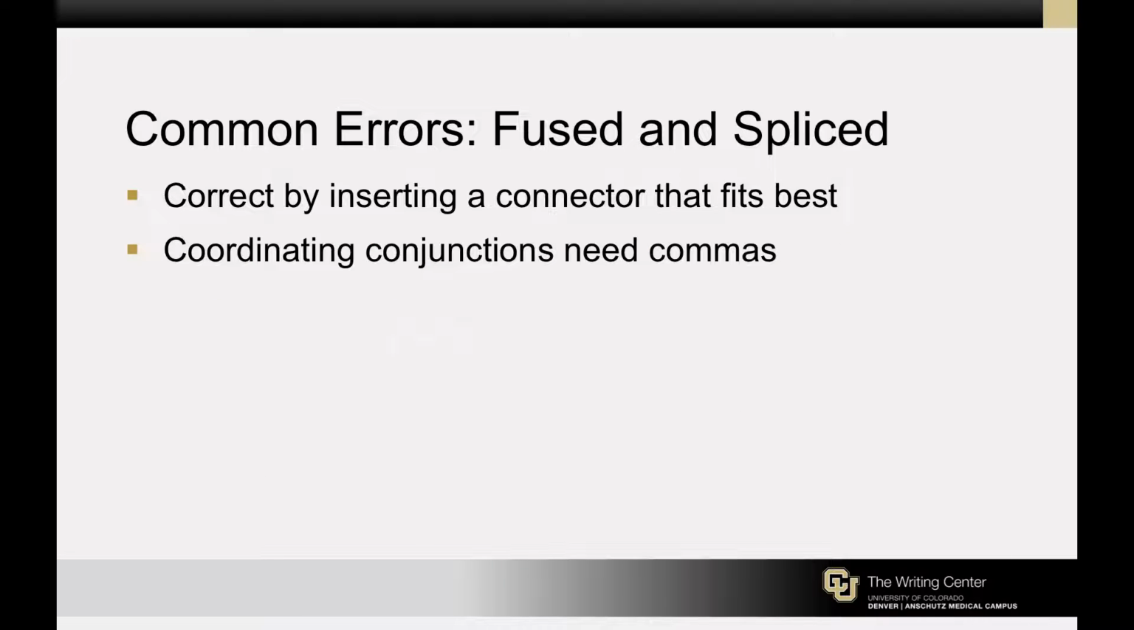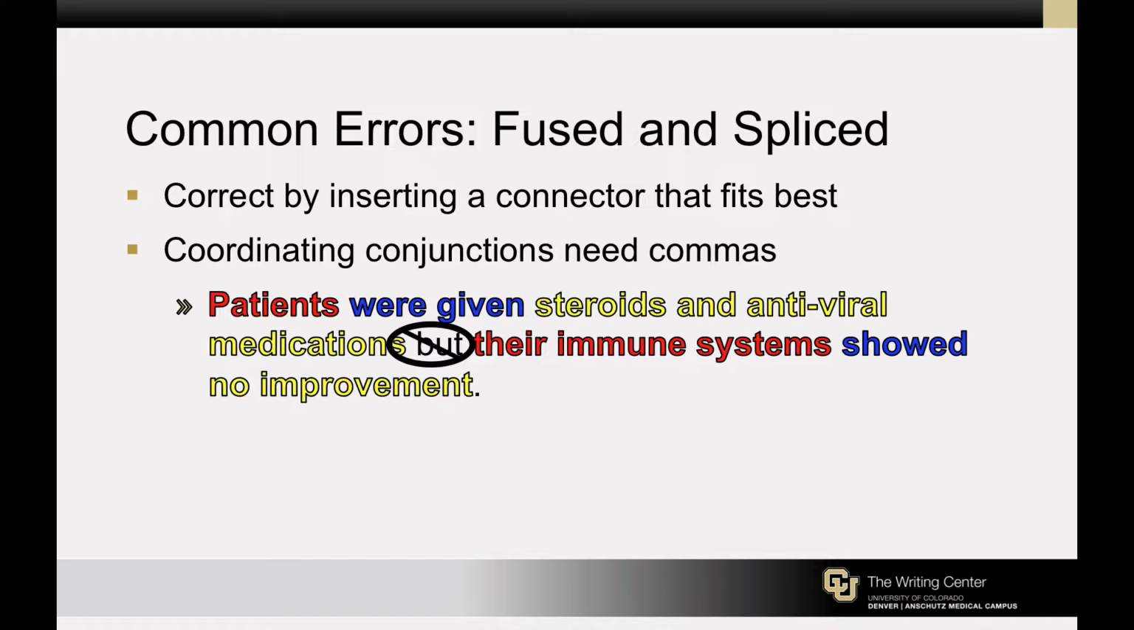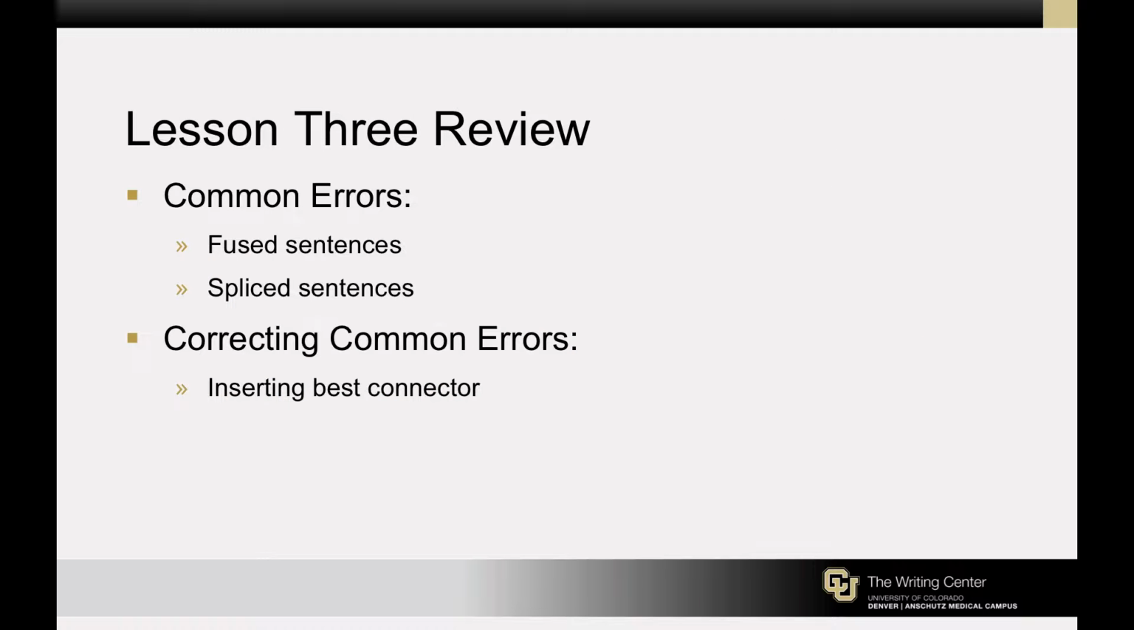Remember, if you choose to connect the clauses with a coordinating conjunction, you must also use a comma. Often, in the hopes of correcting a fused sentence, students just add a conjunction. But that's not enough. When combining two independent clauses with a coordinating conjunction, you must always precede the conjunction with a comma. In Lesson 3 of this workshop, we've discussed common errors, learning about fused and spliced sentences and how to correct them by inserting the best connector.